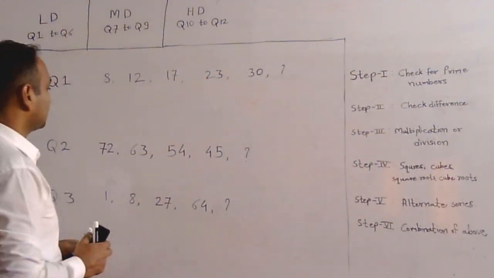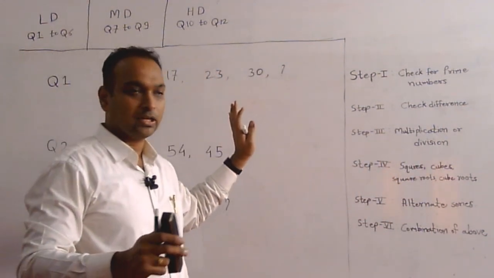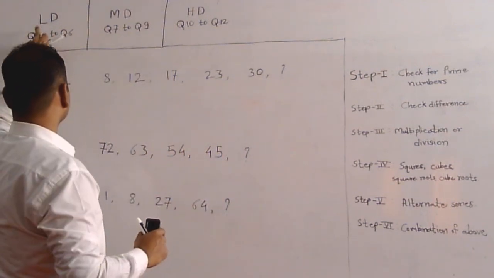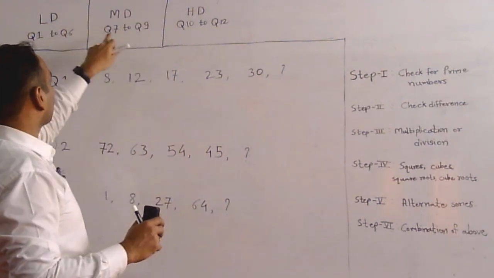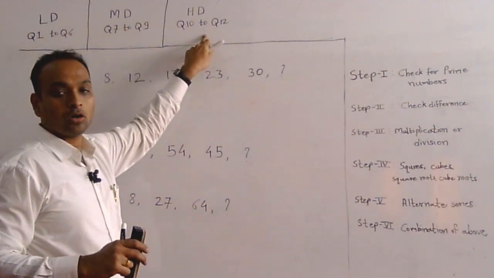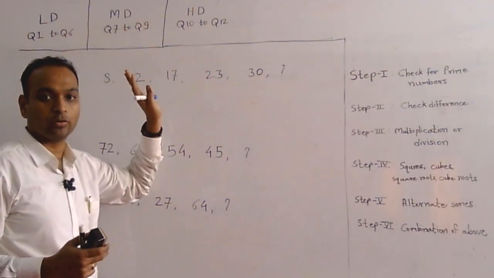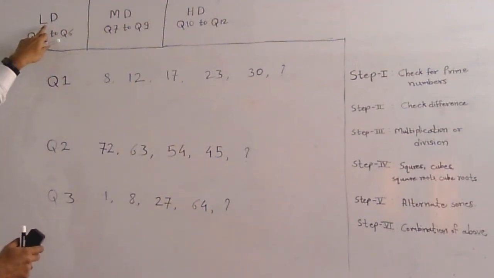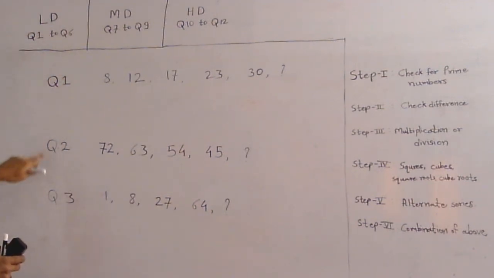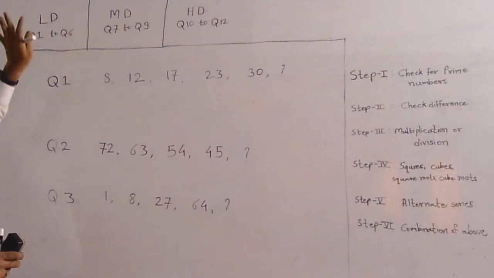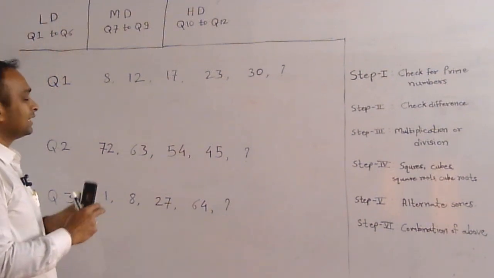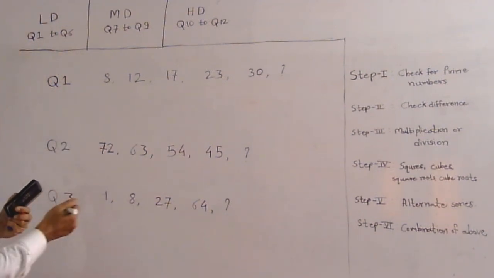Whatever examples we are going to see here will be either low, medium, or high difficulty level. So all three types we are going to see. Now these are the low difficulty level questions: question 1, 2, 3 till 6. Let's try to solve the first question, question 1.